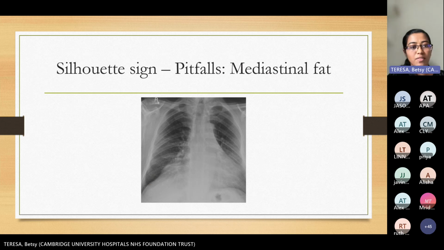Now, silhouette sign is a very beautiful sign. Like I said, it has got important applications, but it has got a few pitfalls. One among that is a mediastinal fat pad. So some middle-aged people will accumulate a large collection of fat adjacent to the heart, which will make the heart borders appear ill-defined. In fact, this patient here has got a fat pad on the right side, which is obscuring the right heart border. So the only way to distinguish that from lung consolidation is to remember that the fat pad is of a lower density as compared to the water density of a lung consolidation.